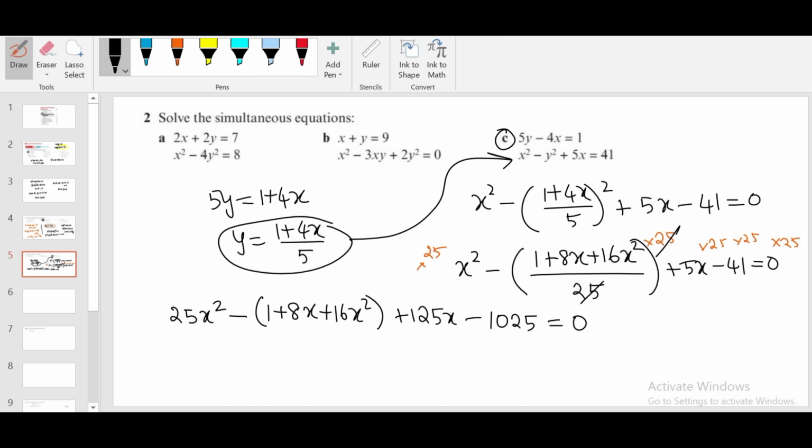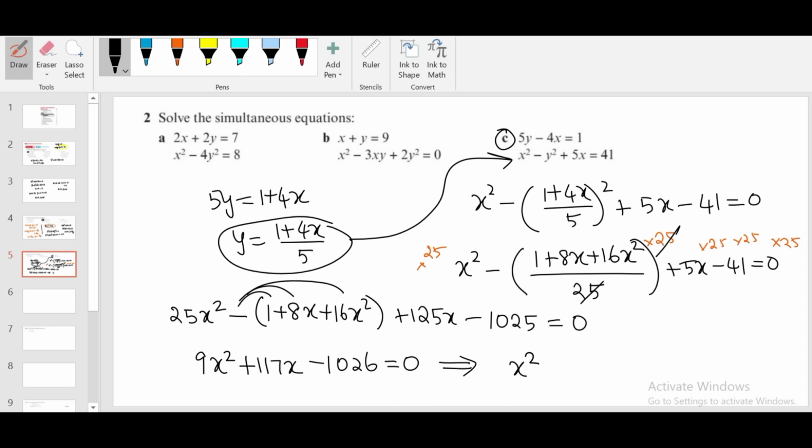Open the bracket and simplify. So you need to take the minus and multiply everything. 25 minus 16 is 9x square. And then you have minus 8x plus 125x, which is plus 117x. And then minus 1 minus 1025, you will get minus 1026 is equal to 0, which is a quadratic equation. We are going to solve it. I think you can divide throughout by 9.